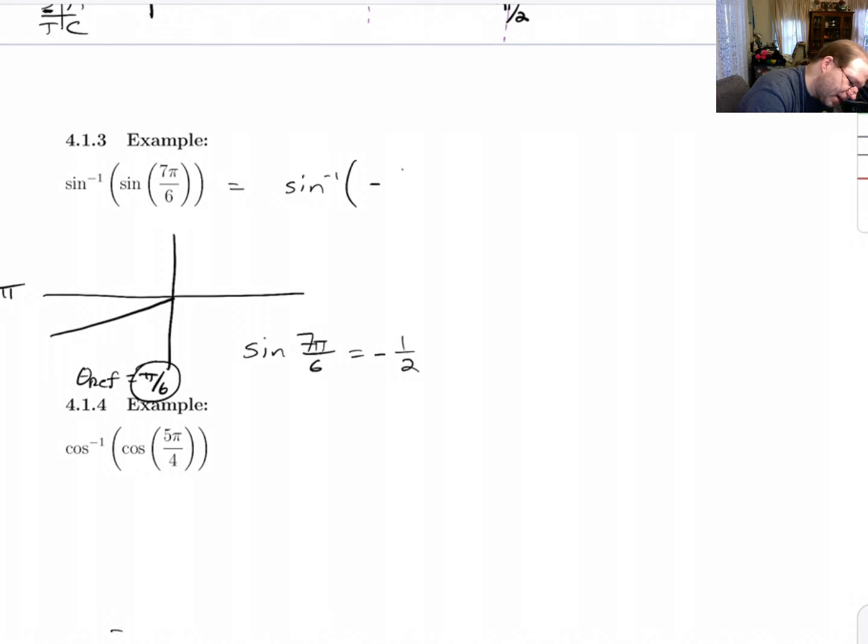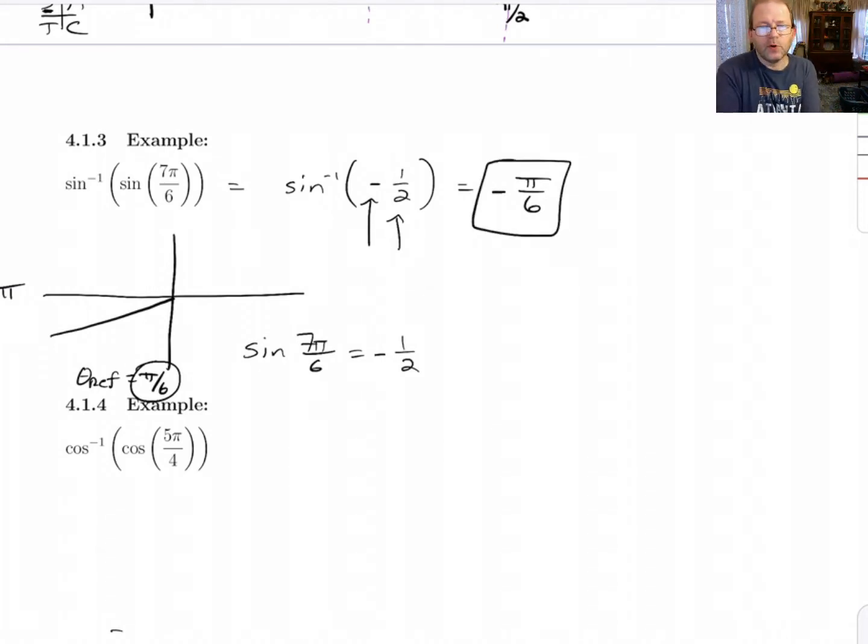So this is inverse sine of negative 1/2. All right, 1/2. Which angle has a sine of 1/2? Pi over 6. Which quadrant do we get when we take inverse sine of a negative? We get quadrant 4. So that's going to be minus pi over 6.